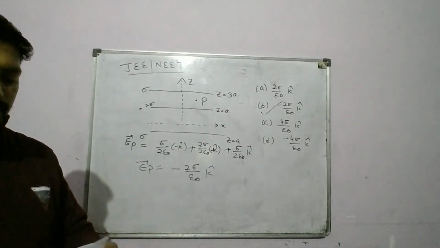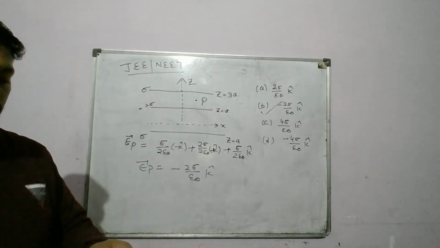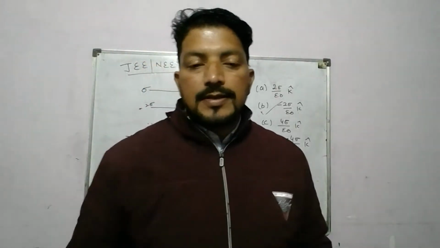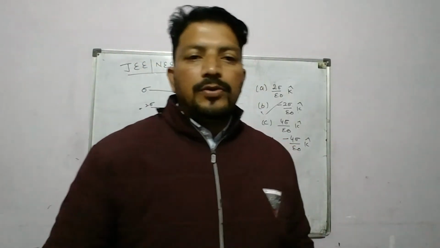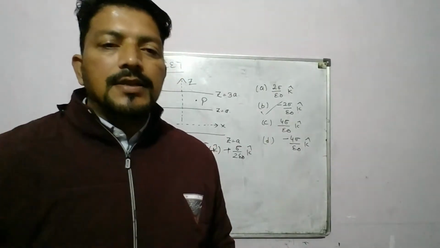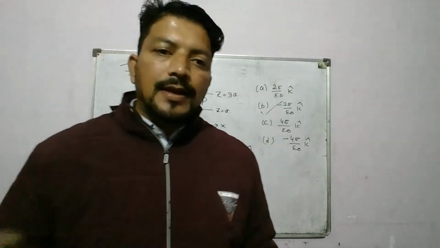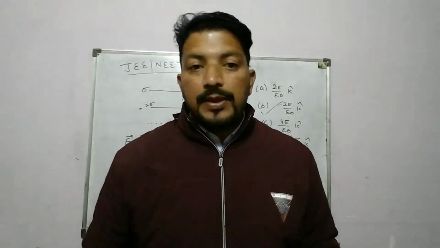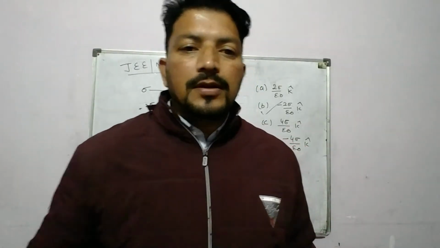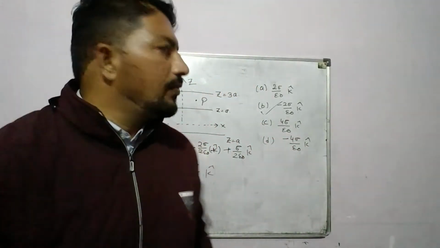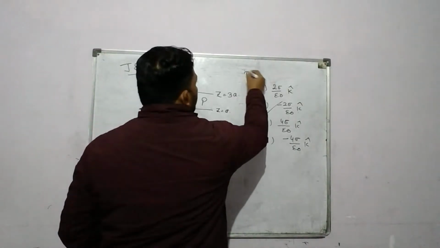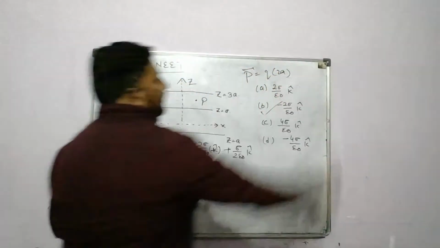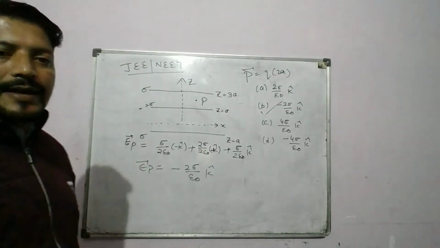The next question is about the electric dipole. You know what an electric dipole is? Two equal and opposite charges separated by a distance form an electric dipole, and the electric dipole moment is represented by vector p. It is the product of charge and the distance between the two charges. The formula is p is equal to q into 2a. This is the electric dipole moment.